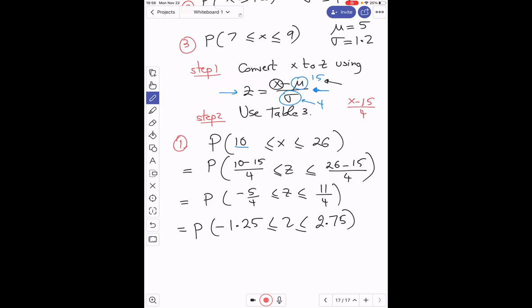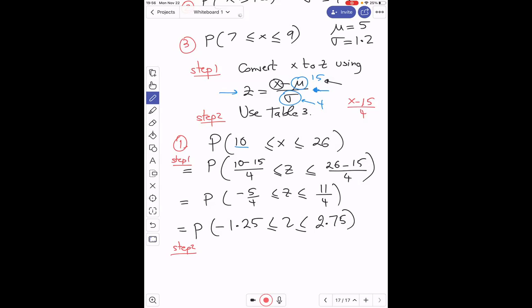All right, now next step, step number 2. Let me just write down here, this is step 1. Now, step number 2, I can use my table, right? Because this is in terms of the z, the variable of the standard normal distribution.